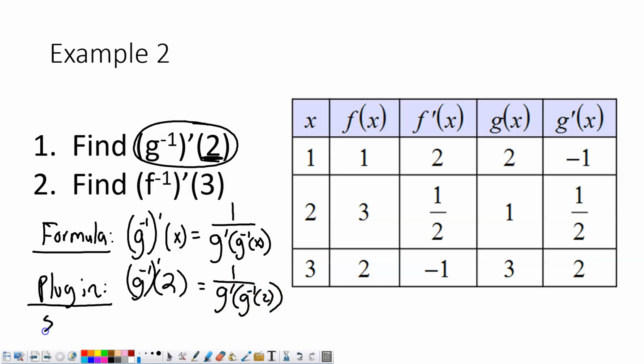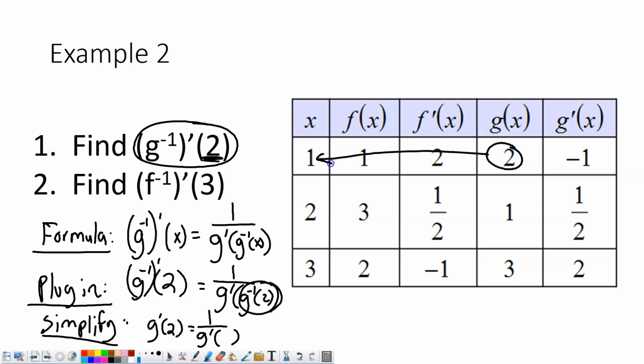Okay, now we get to simplify. So here we go. The first thing you're going to simplify is this. What is g inverse of 2? Ponder that for a moment. What is g inverse of 2? G inverse of 2, that means I'm going to start in the g column, I'm going to look for where it says 2, and I'm going to give the x value that goes with it, which is 1.